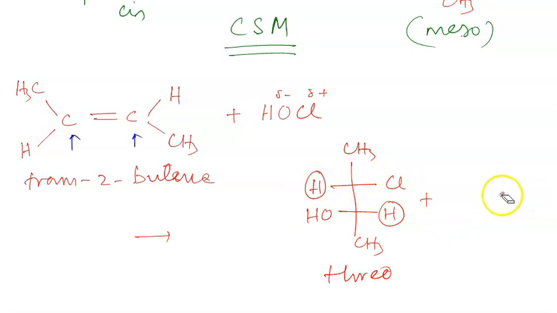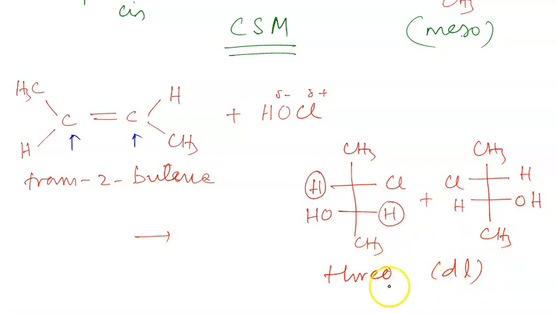So let us draw it. We will get a mixture of two products here. So CH3, CH3, Cl, H, H, OH. So this is also threo. So this is a pair of enantiomers. It's a DL pair we will get.